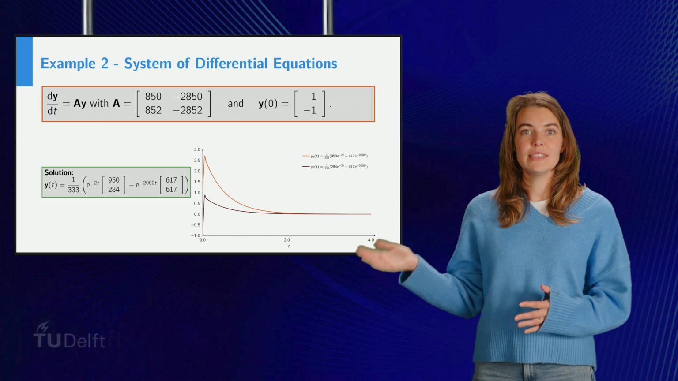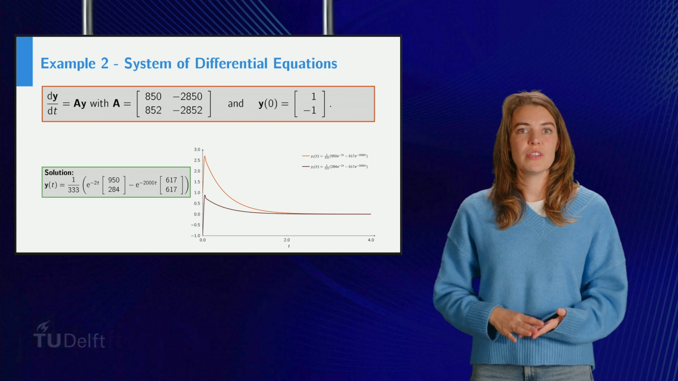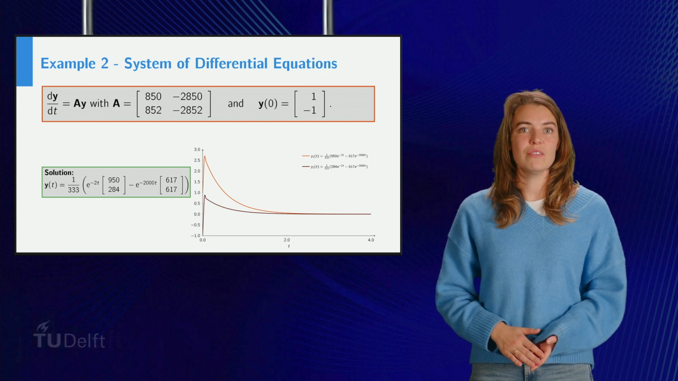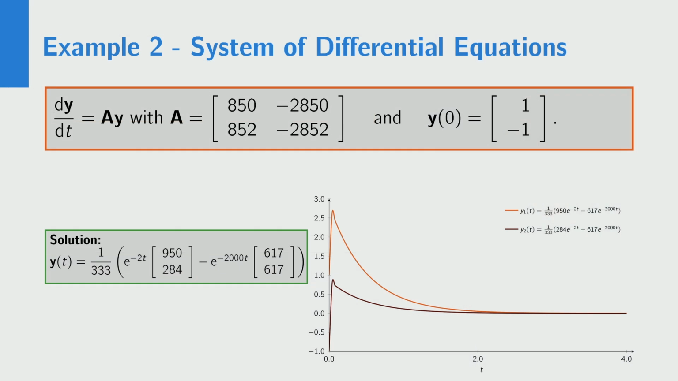We see here a system of linear differential equations with the necessary initial conditions and its exact solution y of t. The two components y1 of t and y2 of t are shown in the orange and red graphs in the image on the right. This system contains two eigenvalues, namely -2 and -2000. The enormous difference between these two eigenvalues determines the behavior of the solution.